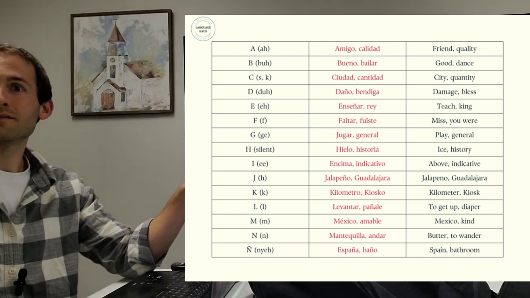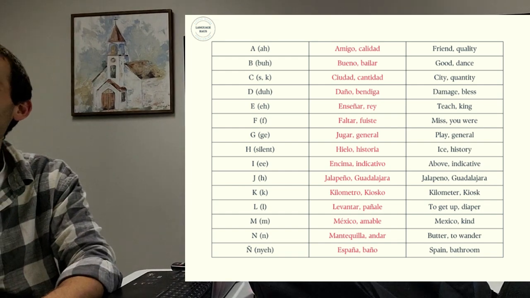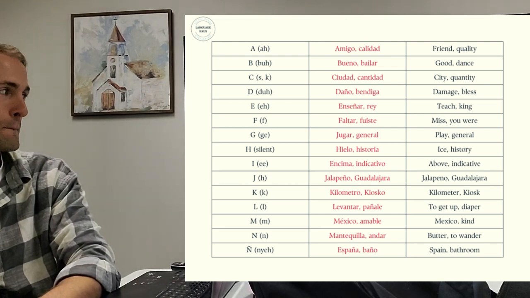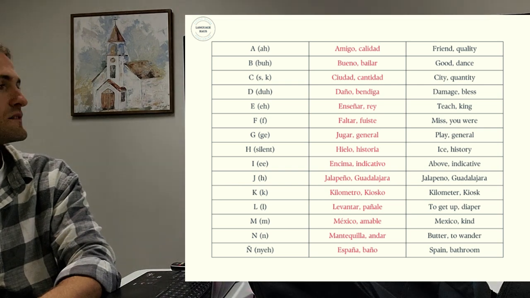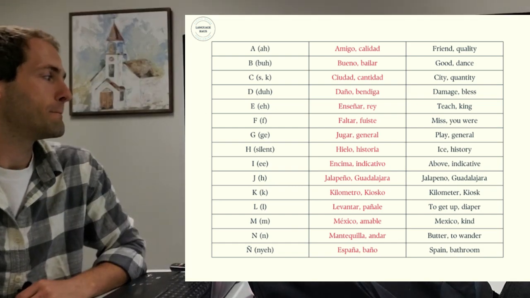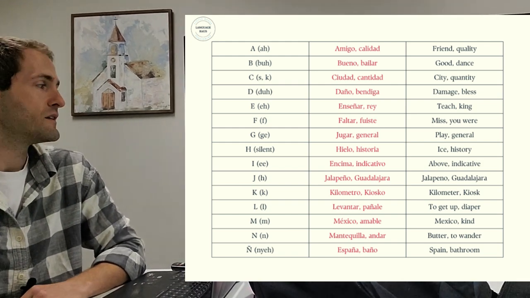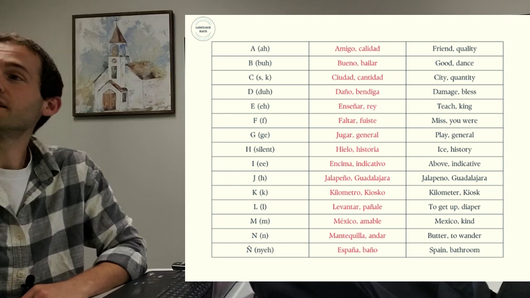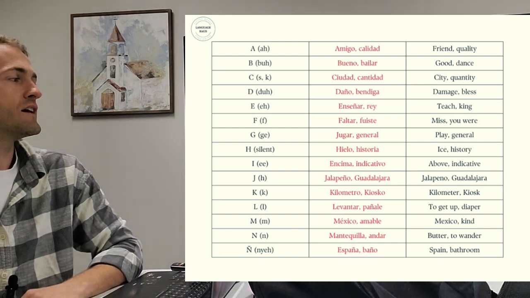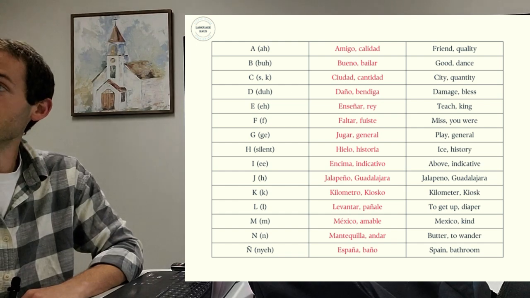Anyone for the next few? If there are no takers, I'm more than happy. Jalapeño, Guadalajara. Kilómetro, kiosco. Levantar, añadir. Very good. Oh, one more. México and amable. Good. Say México again. México. Okay. And the X does make the H sound as well. Very good pronunciation on all of those.